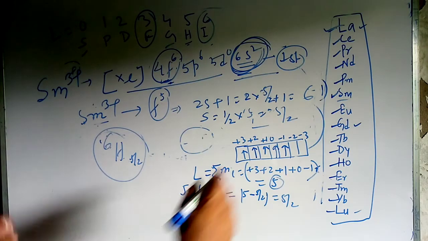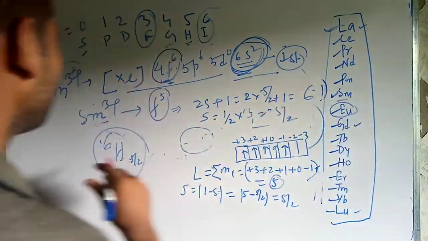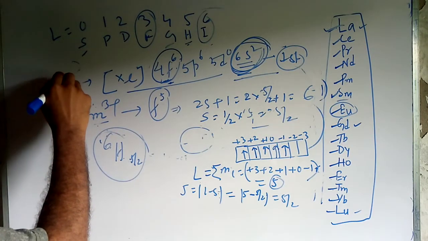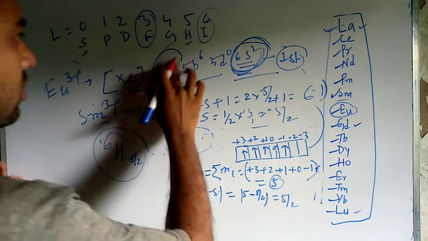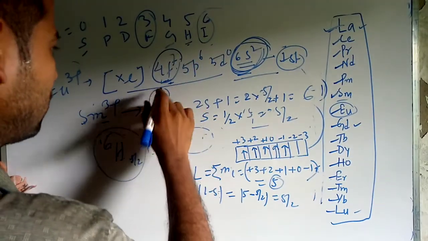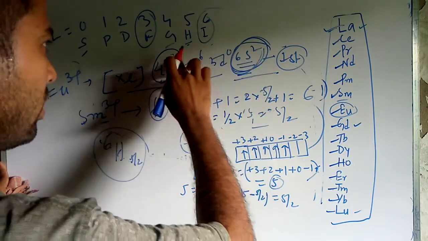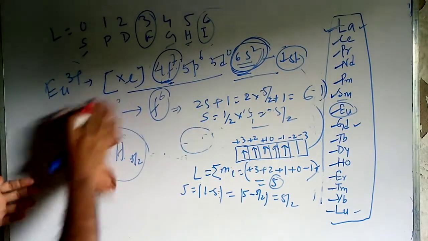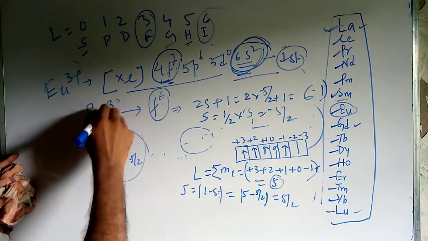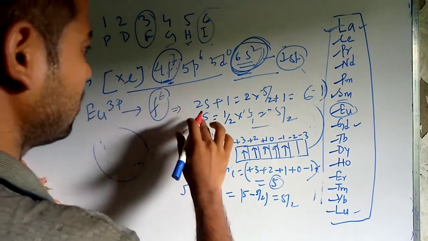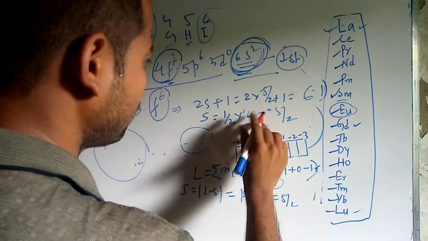Now uranium 3+. This is a very important question for the NET exam, and it is repeated every time. Uranium 3+: the configuration is 5f3 6d1 7s2, then 2 electrons are removed from 7s and 1 electron is removed from 6d. This is uranium 3+, and next is the ground state term symbol. This is 5f3, where S equals 3/2 and L equals 6.